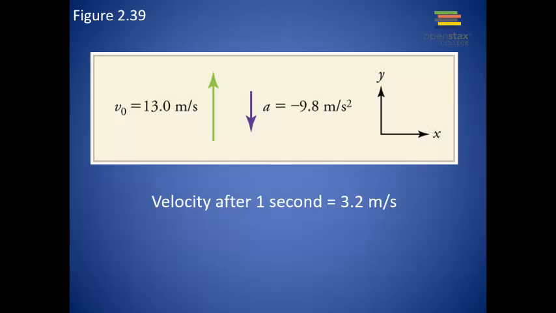Say you throw a ball straight up in the air so that it has an initial velocity of 13 meters per second. Gravity will immediately begin accelerating it back down to the Earth at a rate of negative 9.8 meters per second squared. After 1 second, the ball will have slowed by a magnitude of 9.8 meters per second. Since it started at 13 meters per second, then its new velocity after 1 second must be 3.2 meters per second.